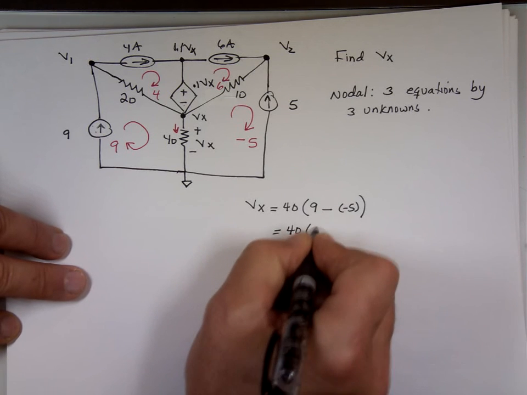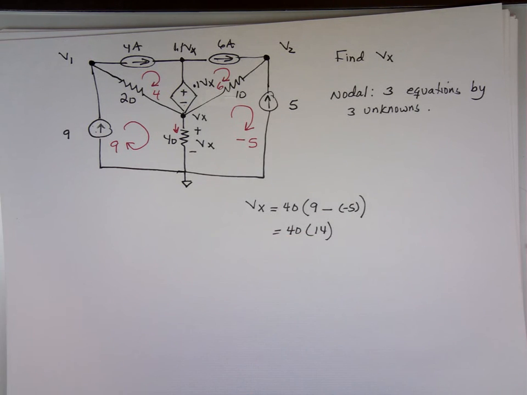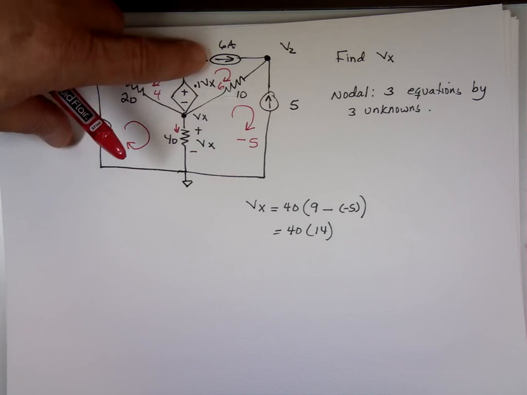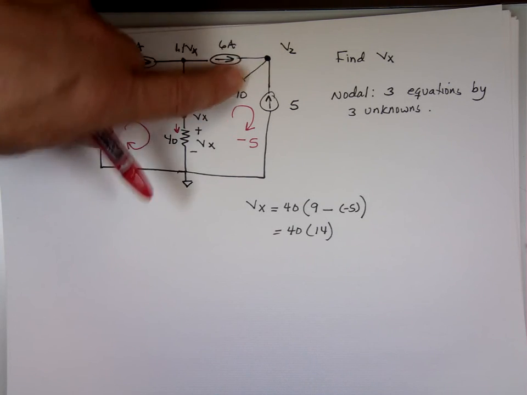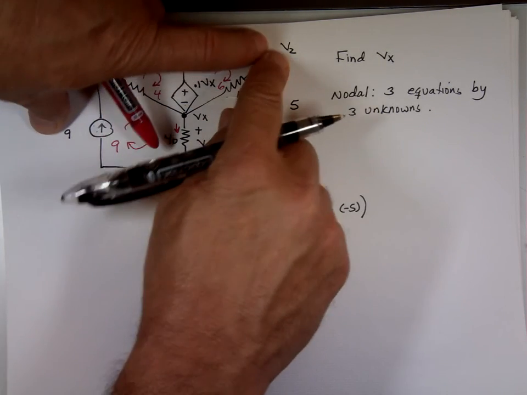Done. Problem is done. But if I went to nodal analysis, I would have 3 equations by 3 unknowns, and I will get that eventually. Yes. Isn't the 6 amp also coming down across Vx? Where's the 6 amps? Here? Yeah. It's going to split, you know? Okay. So actually 6 going in, 5 coming in, that means 11 coming out this way. KCL, you know?